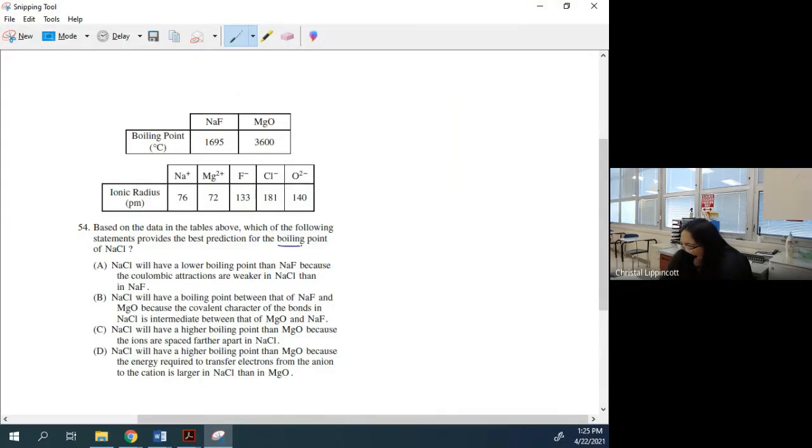Okay, boiling points. When you see boiling points, what do you think of? It should be the first thing that comes to your mind. We're predicting boiling points. What determines boiling points? Another I word. IMFs. There you go. That's where your brain should go right away. Okay? So get rid of the covalent character. We don't want to deal with that. Okay? And get rid of that guy.